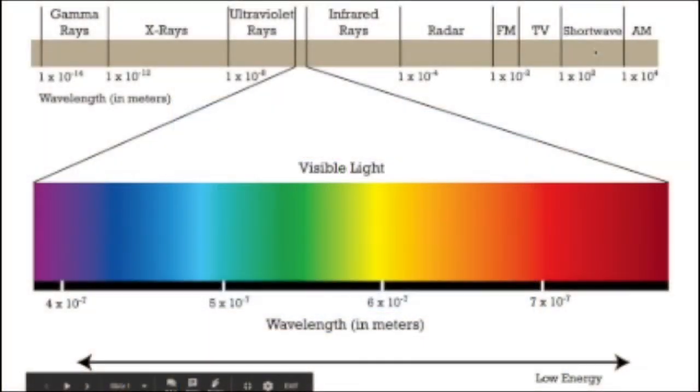This is a picture of the electromagnetic spectrum. As you can see, we as humans can only see a small portion of the whole spectrum. As Brennan mentioned previously, wavelength and energy have an inverse relationship. As wavelength decreases, energy increases, but as wavelength increases, energy decreases.